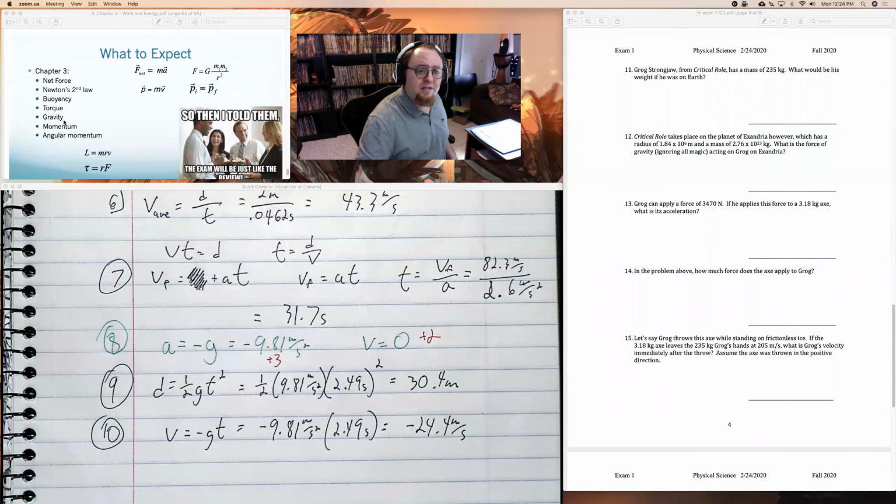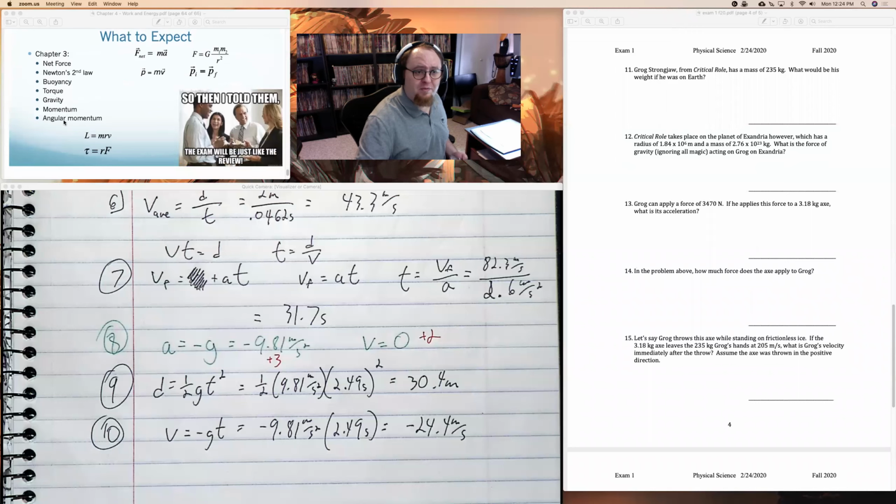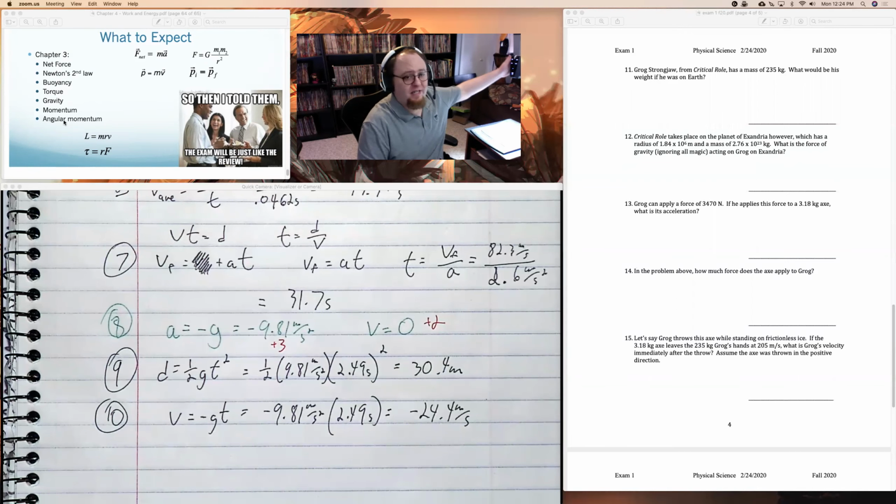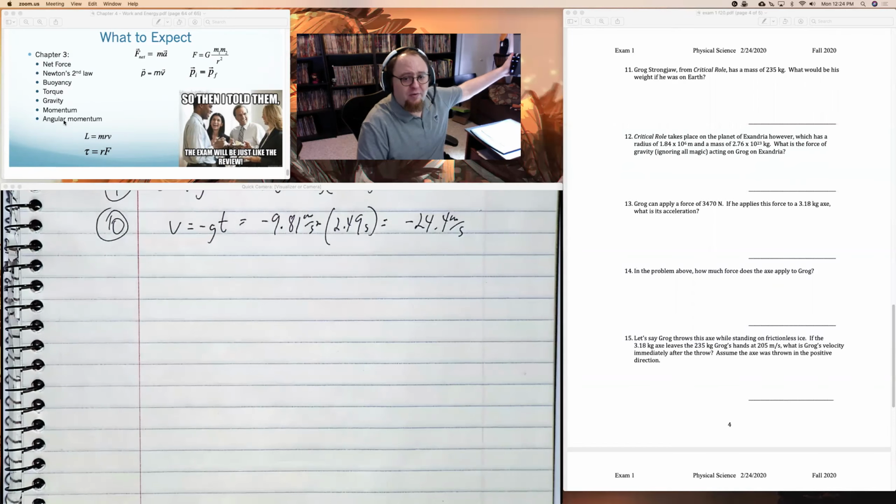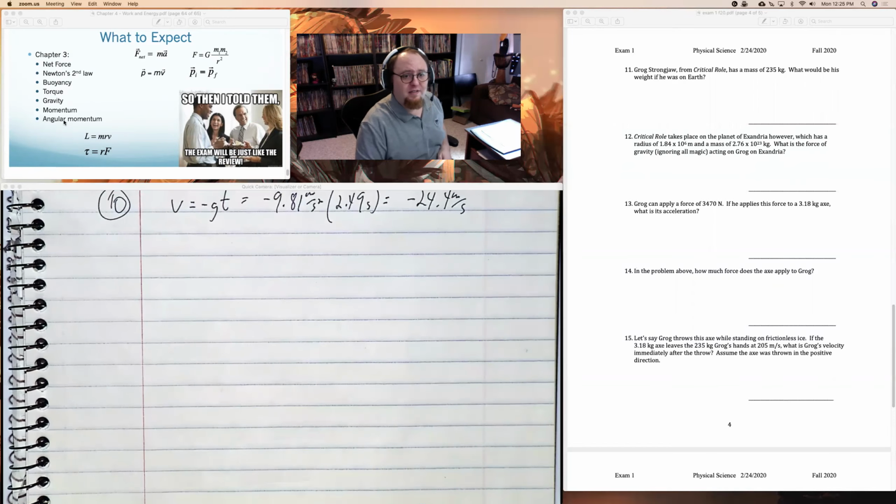The third page will be from chapter 3. Chapter 3 was all about forces and then buoyancy, torque, gravity, momentum, angular momentum. It started with forces, but then spread out like crazy. There was a lot of things I can do here, but the one thing I would definitely say to expect is F equals ma.